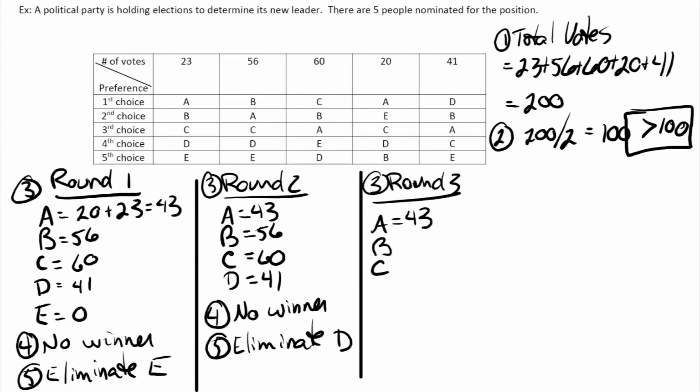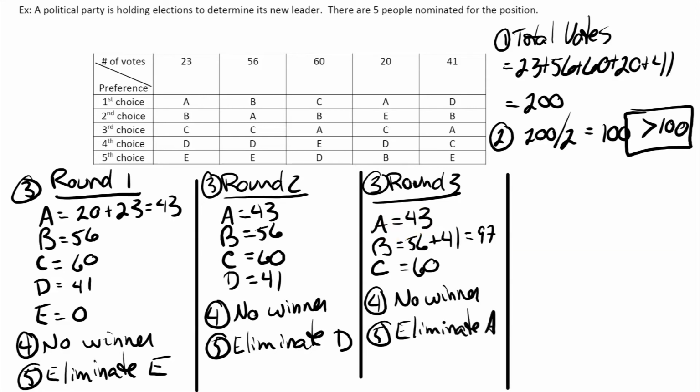So A still has 43 votes. B had 56, but now they've picked up 41 votes from candidate D, and they've now got 97. Candidate C still has 60 votes. So again, we stop and evaluate to see whether any of the candidates have more than 100 votes. We can see that none of them do. So again, there's no winner. And step 5 says we eliminate the one with the smallest number of votes. In this case, that's going to be this time candidate A.